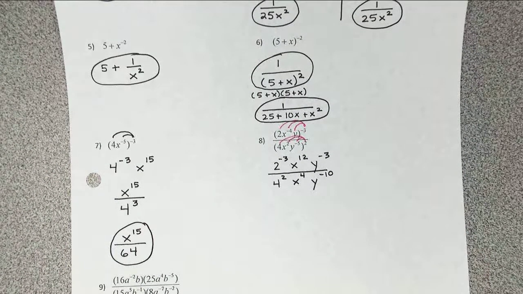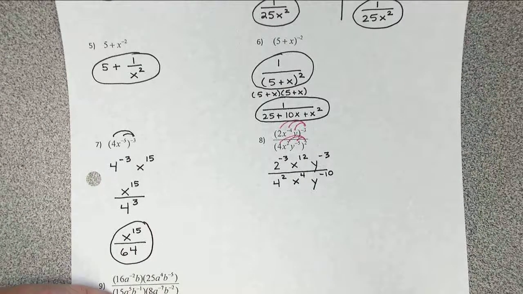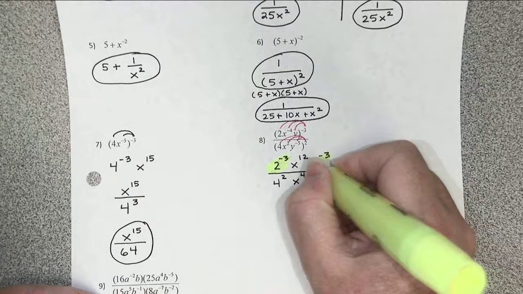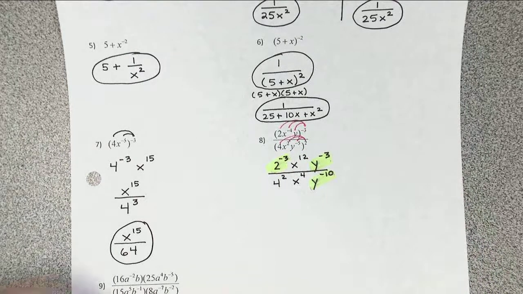All right, in my next step, I'm going to move everything that has a negative exponent across the fraction bar. So I'm going to move that factor and those 2 factors.